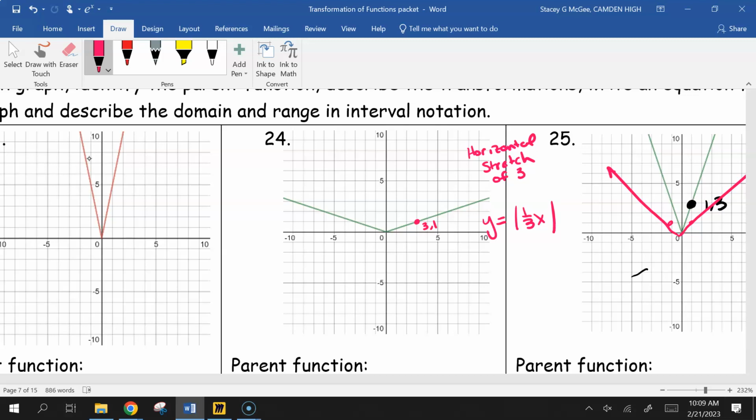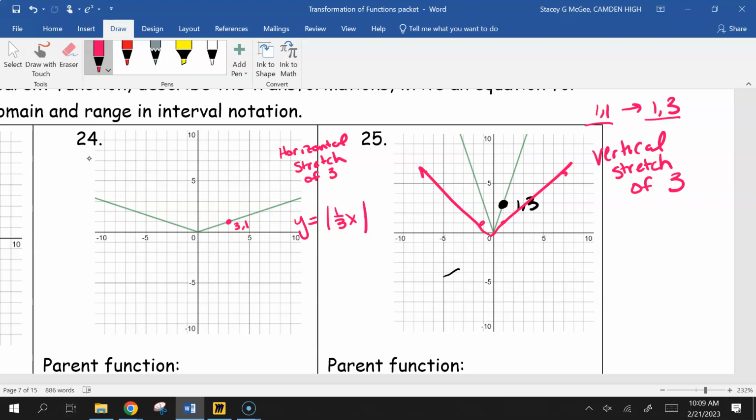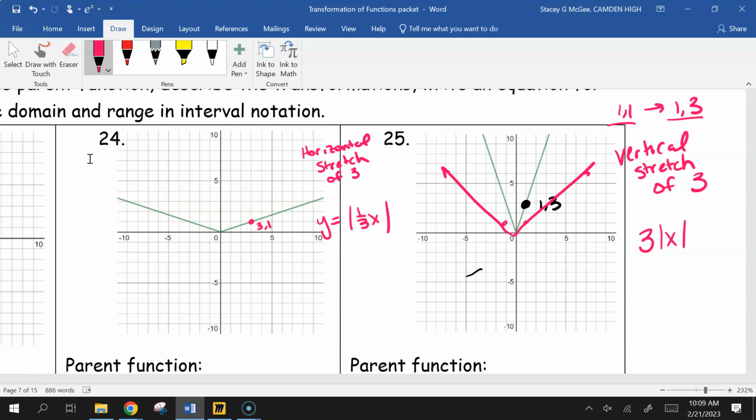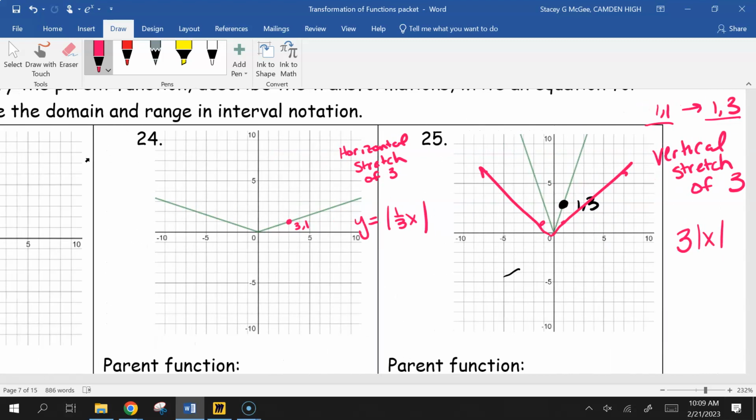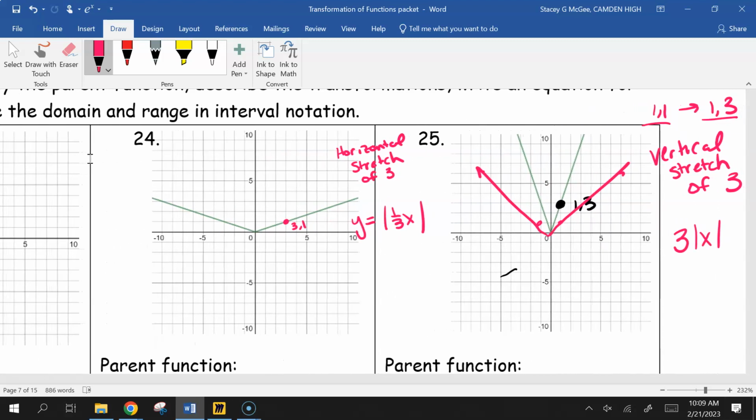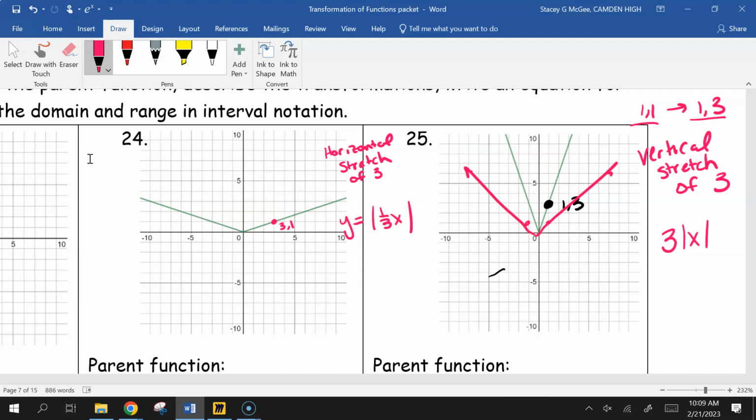Everything's opposite with horizontal. Over here, this equation would be absolute value of x, but the 3 goes out here because it's vertical. Verticals go outside, horizontals go inside. Horizontal is inside and opposite, vertical is outside and same. So if the y is the one that's changing, it's vertical. If the x is the one changing, it's horizontal.